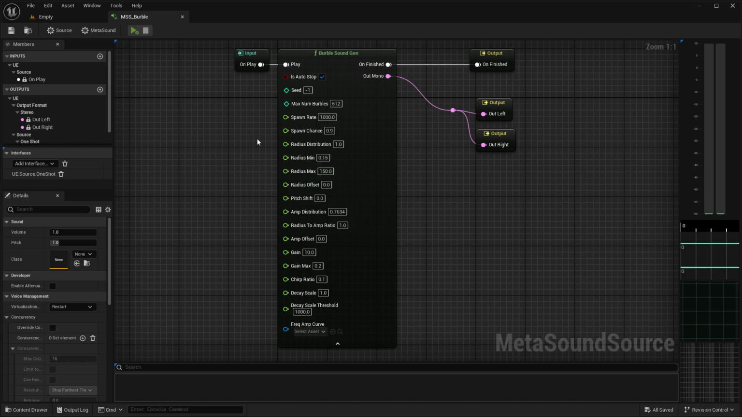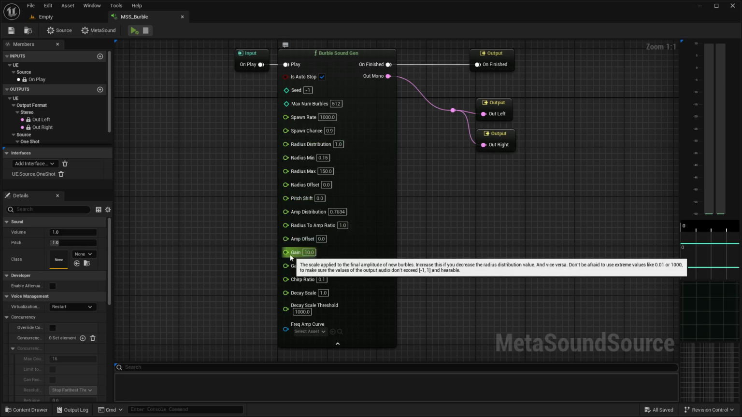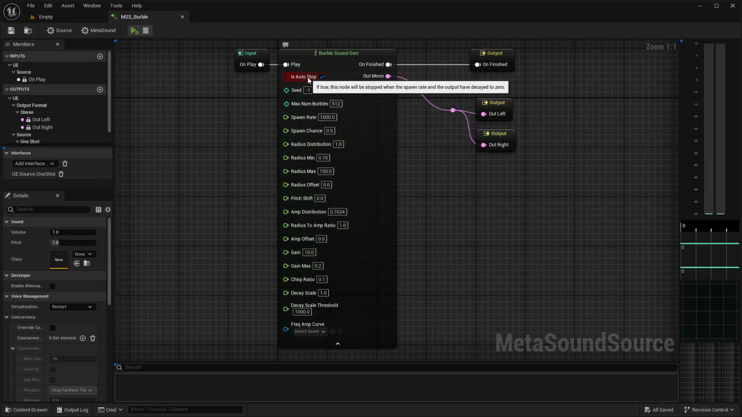So the default parameters are set to mimic a continuous stream of water. This node has a lot of input pins, but the important ones are spawn rate, spawn chance, radius distribution, and gain. As usual, its auto stop is used to stop the node automatically when either spawn rate or spawn chance is 0. By default, a random seed will be used every time this node is played.